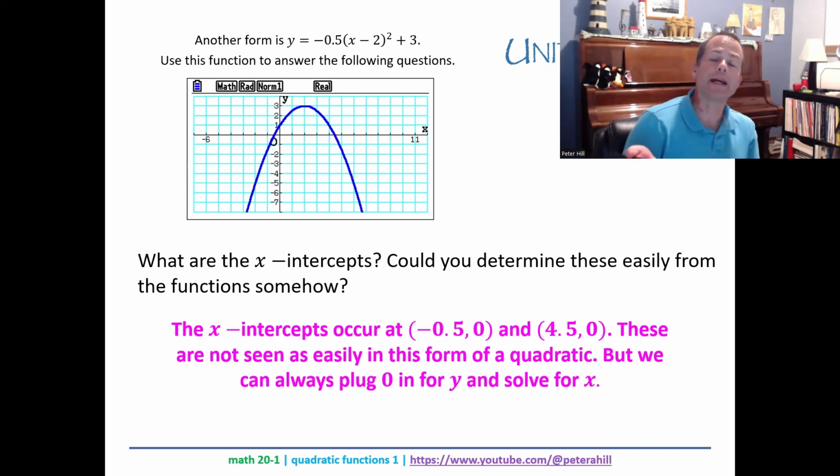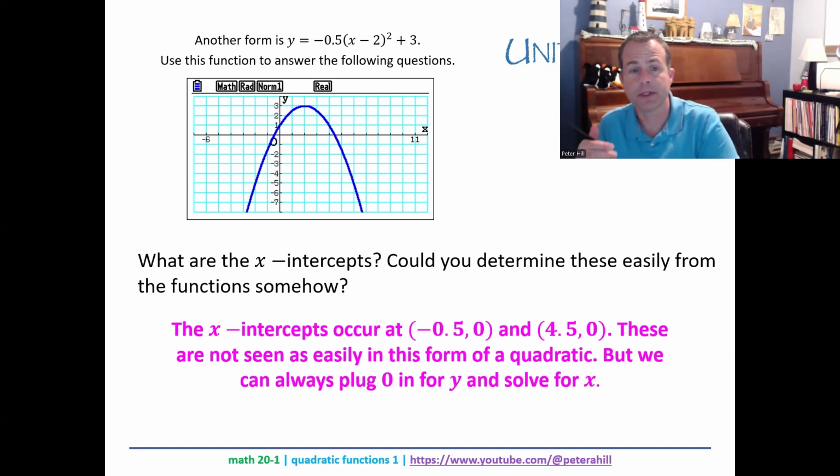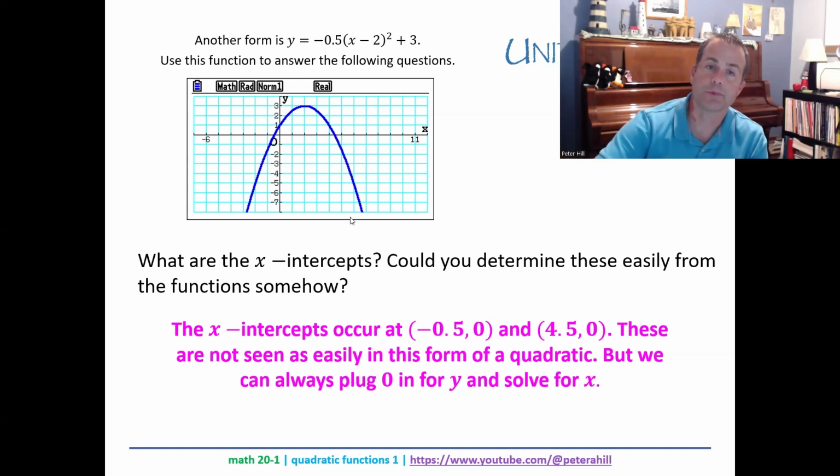If you remember back to 10C when we talked about the different forms of a linear function, each form was friendlier for something. Do you know what I mean? They told us something. So this particular form that we're playing with right now doesn't show us the x-intercepts as easy as the first form did. Okay, but that doesn't mean we can't solve it. All we'd have to do is plug 0 in for y and then solve for x.